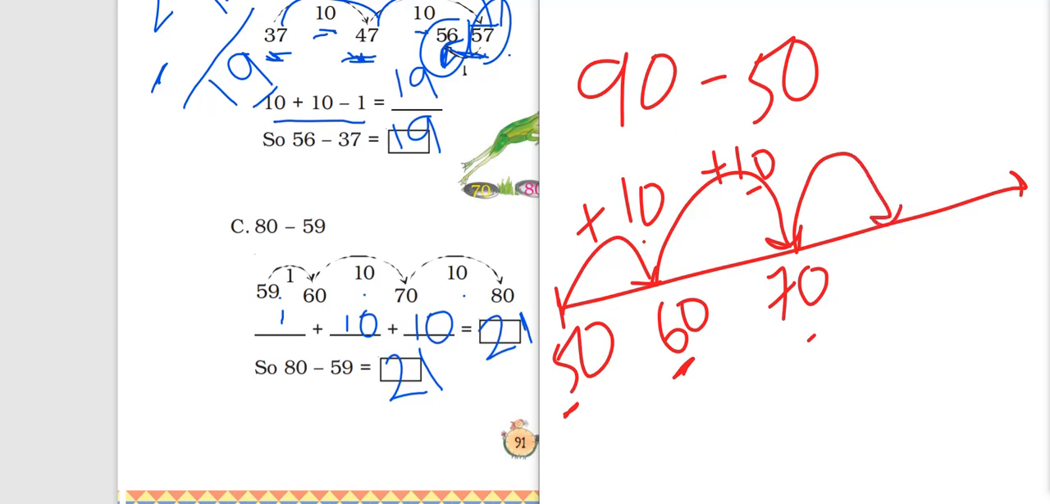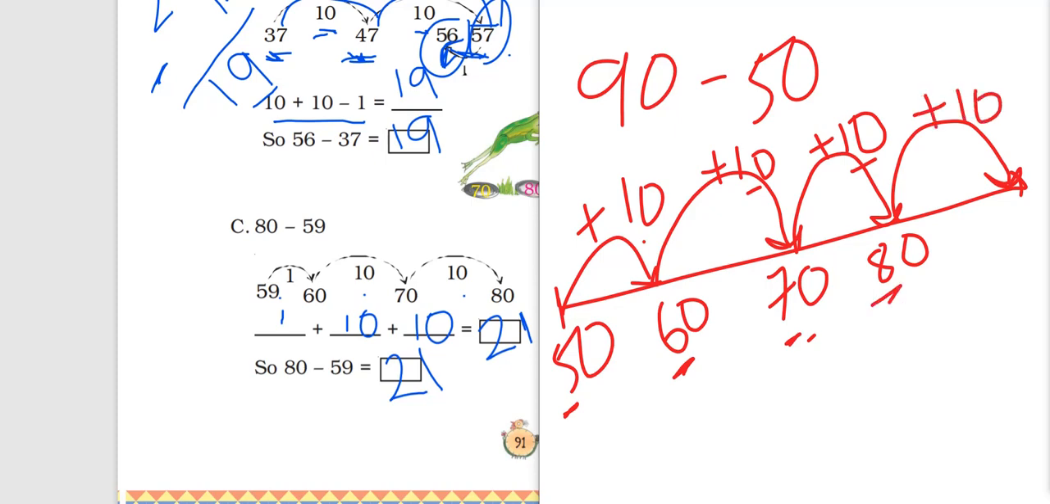Take another set of 10 steps, add a 10. Start from 7 tens, add a 10, you get 8 tens. Another set of 10 steps, 8 tens plus 1 ten is 9 tens. We have arrived at the desired number, 90.